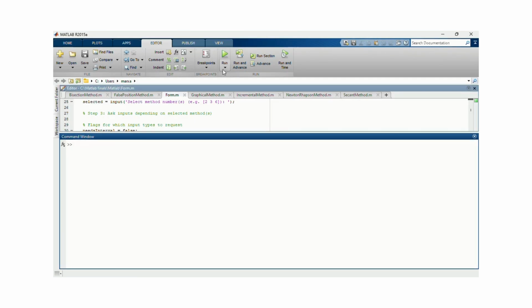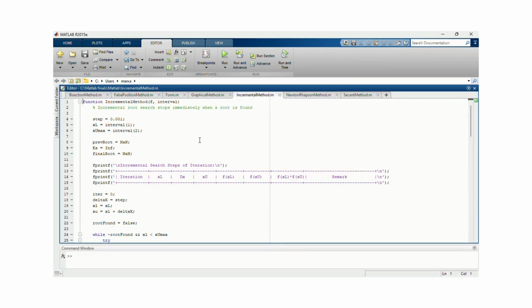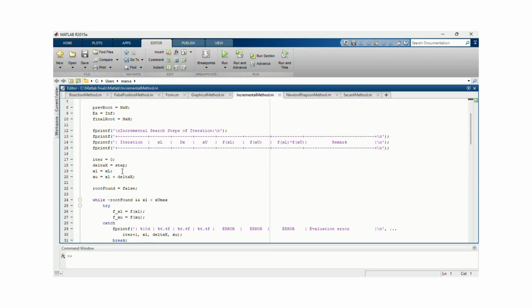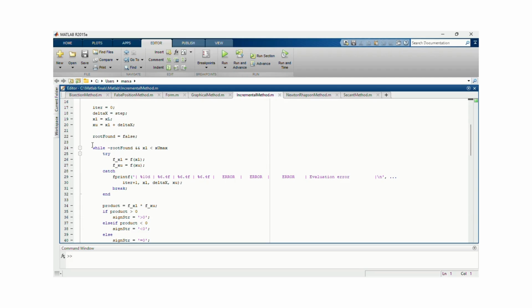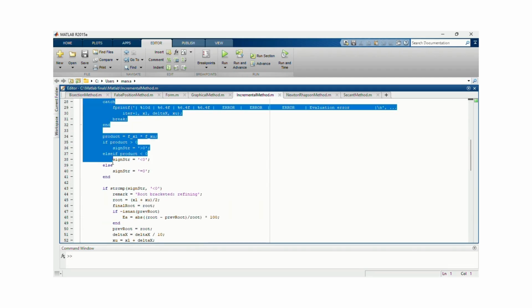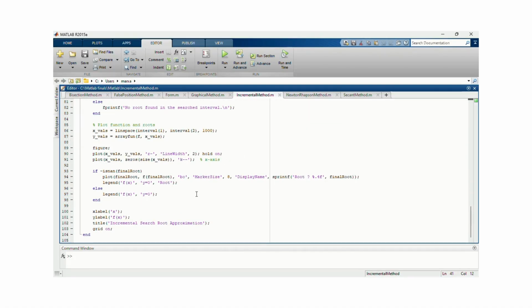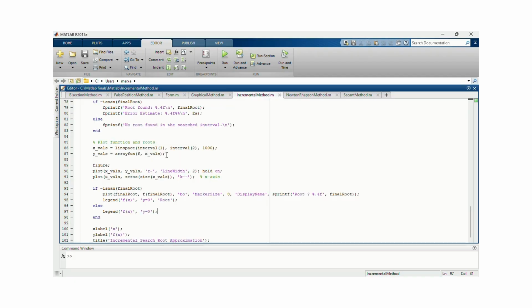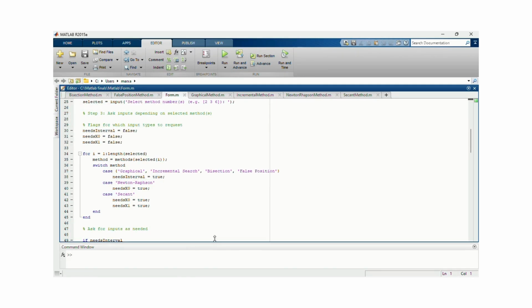Now let's move on to the incremental method. Let's create a command. Incremental method. Here is the table of our incremental method, and the formula we'll be using is here. Now, below here is the display of the graph of the incremental method. So let's run our form again.